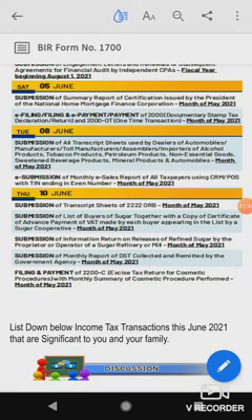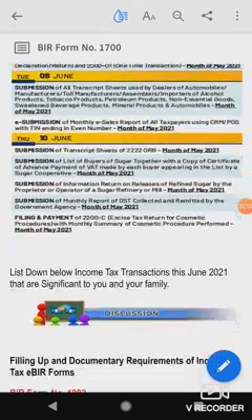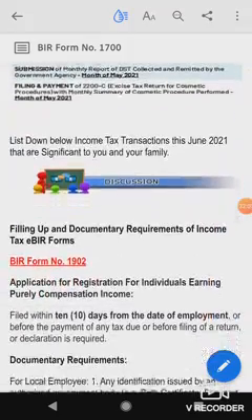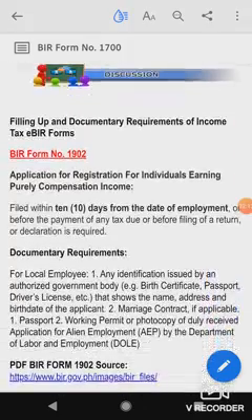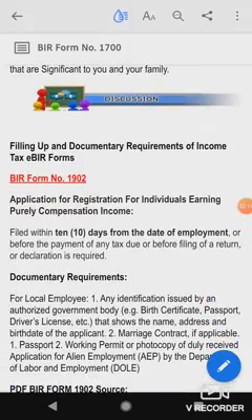On the monthly report, DST collected and the remittance of government agencies, and we have filing of the excise tax return for cosmetic procedures with monthly summary of cosmetic procedures performed in the month of May 2021. So the activity is to list down below the income tax transactions this June 2021 that are significant to you and your family. We proceed with the discussion for lesson 2, filling up and documentary requirements of income tax BIR forms.